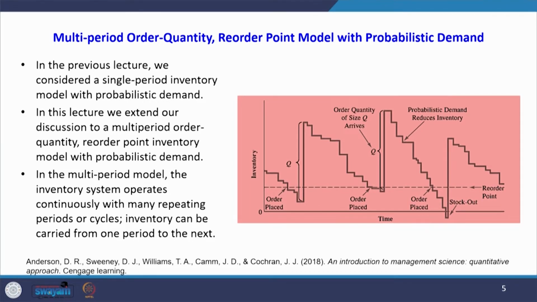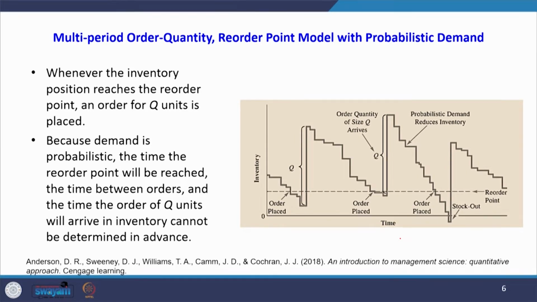So, in the multi-period model the inventory system operates continuously with many repeating periods or cycles. So, inventory can be carried from one period to the next one. In the newsboy problem that was not the assumption, inventory could not be carried. So, here the question is what should be the Q when we make the order. One important point, since the demand is probabilistic, there is a chance of stockouts. Here we are going to order quantity Q so that the number of stockouts is minimized. That is the basic idea behind this model.